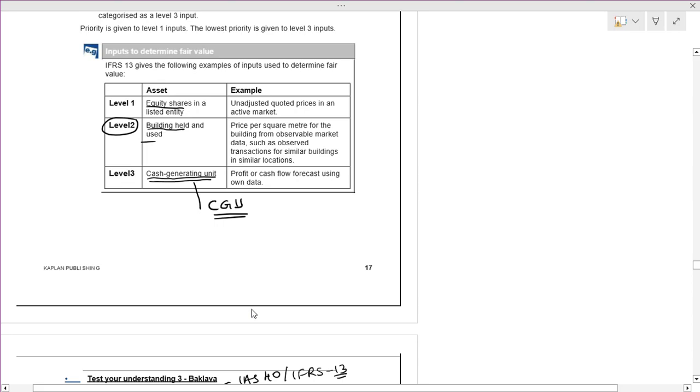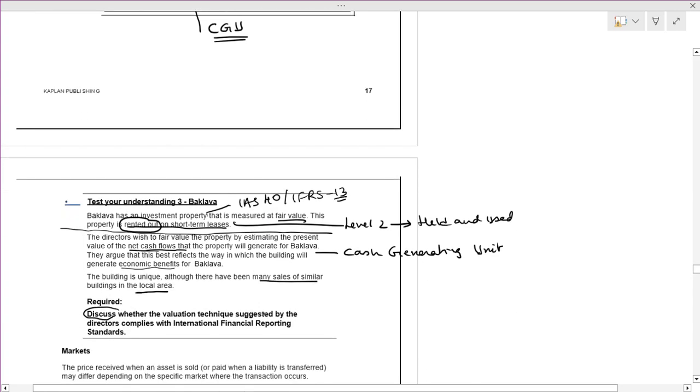But if you are talking in terms of rented property, it comes in level 3. Means you have to say, if it is related to cash generating units, it is in level 3. If it is held and used, it comes in level 2. Means you have to give the explanation how it is related to level 2, and you have to give the explanation how it is related to level 3. Is it clear?